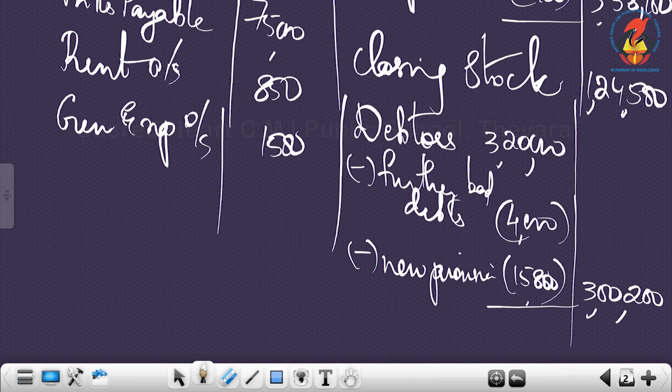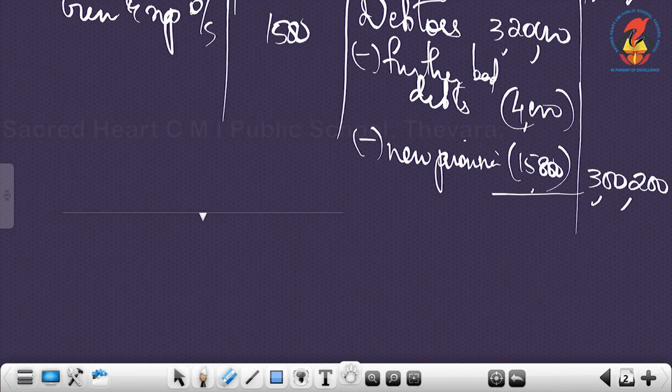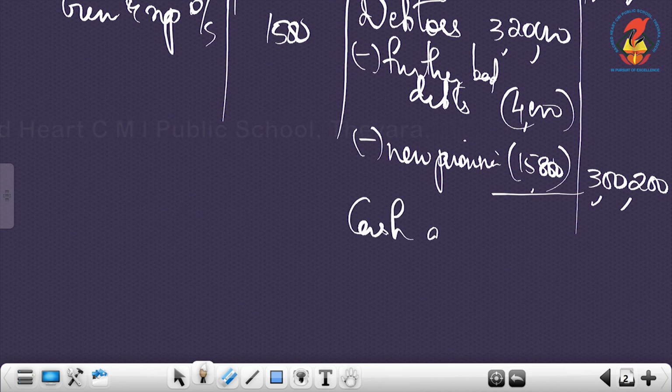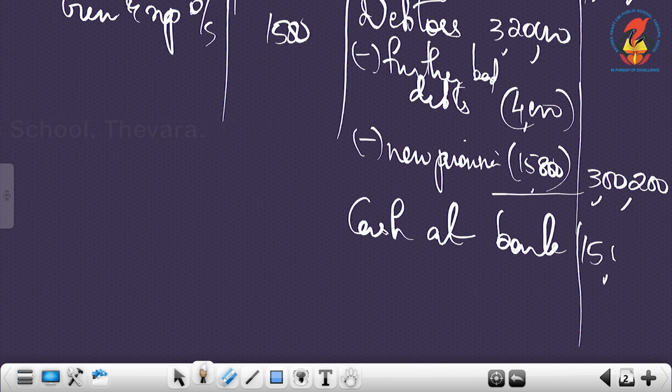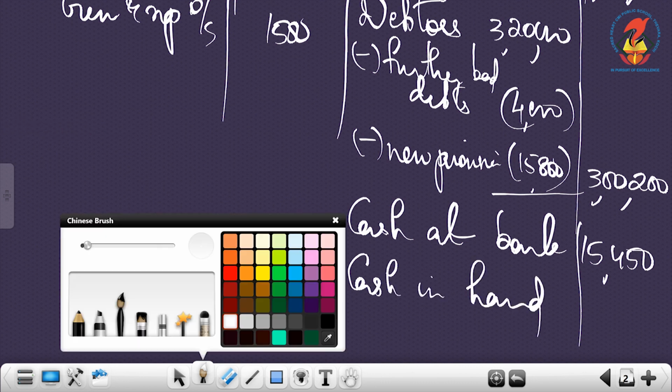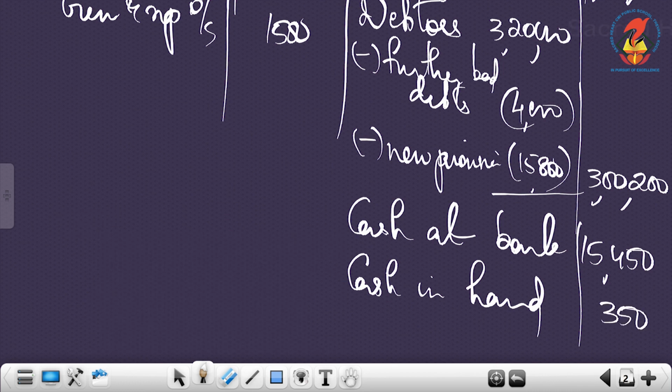200. Then we have cash at bank and cash in hand. Cash at bank, it is 15,450, and cash in hand, that is 350. So with that, your balance sheet is getting over.